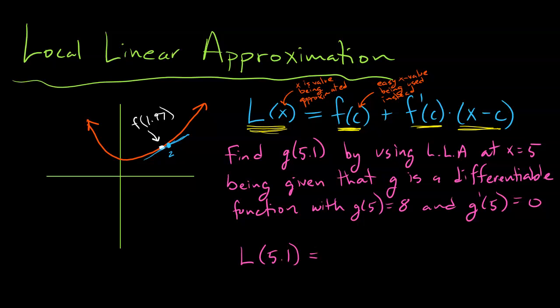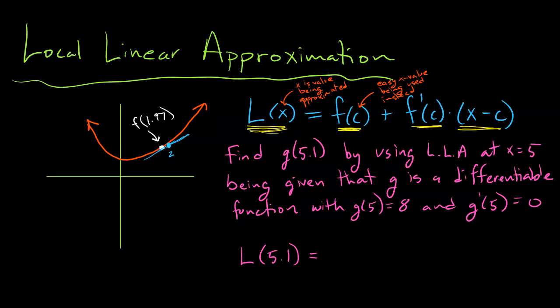So what I wrote in pink is an example of a question you'll get on local linear approximation. Find g of 5.1 by using local linear approximation at x equals 5, being given that g is a differentiable function. So, like in this instance, we're not given the actual function, we're just given information. It has to be differentiable because of the slope portion of it. Just basically saying it's continuous.